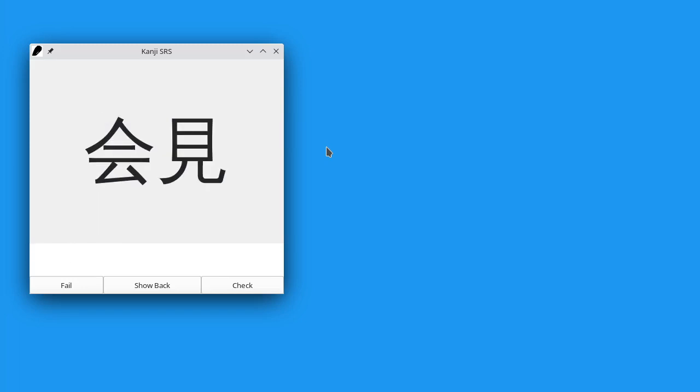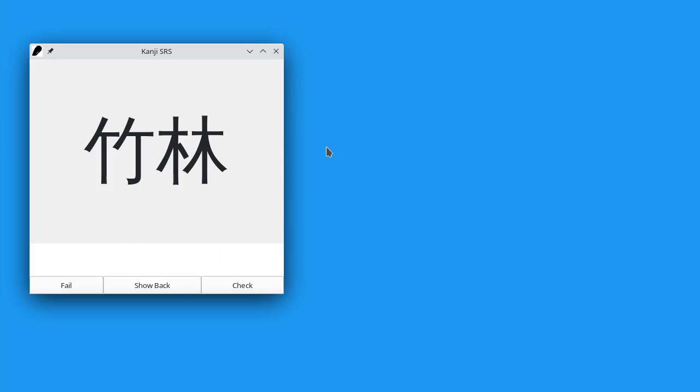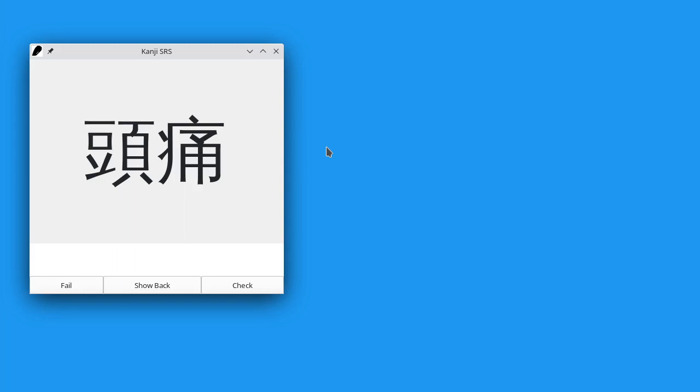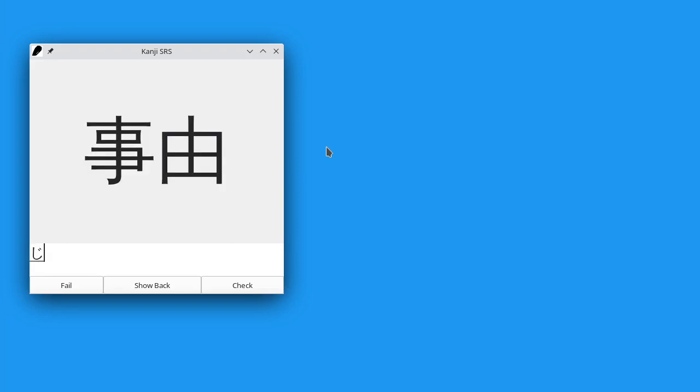newspaper. Left one is kai, and the right one is ki? Kaiken. And this is a bamboo grove. Green? Chikurin. There we go. Zutsu. There's a headache. Saki? Nah. Chu.